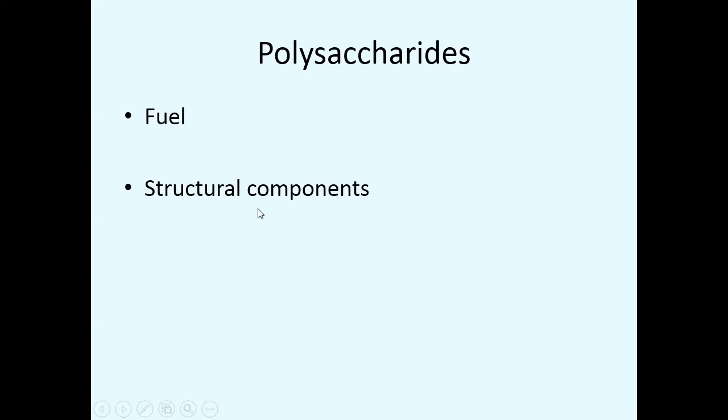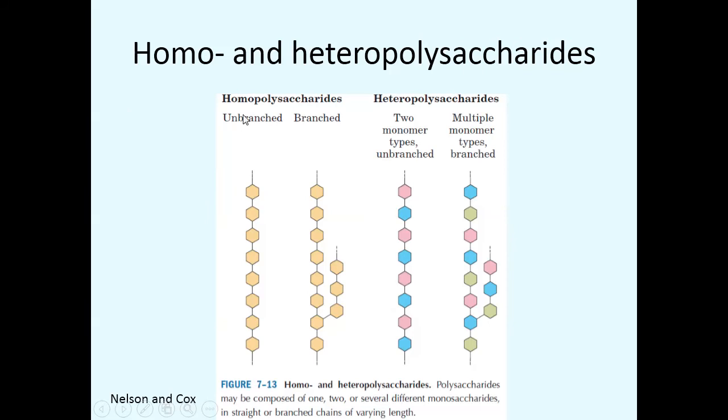Broadly, polysaccharides are classified as homopolysaccharides and heteropolysaccharides. Homopolysaccharides are those which contain only one type of monomer in them. For example, starch contains only glucose monomers in it, so it is a homopolysaccharide.